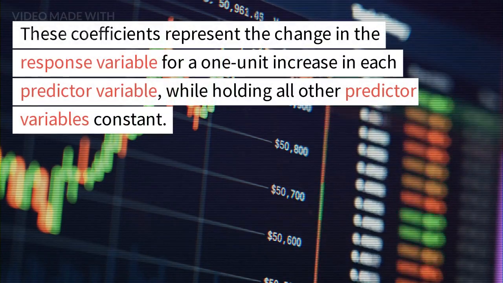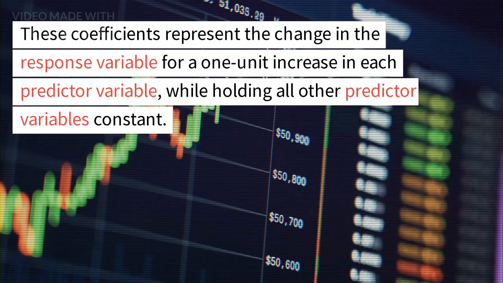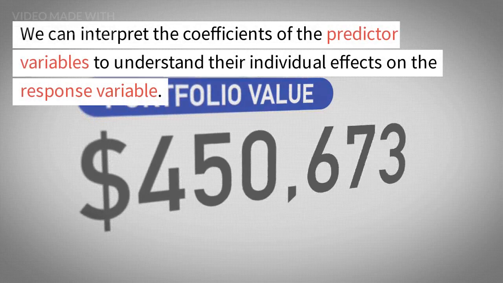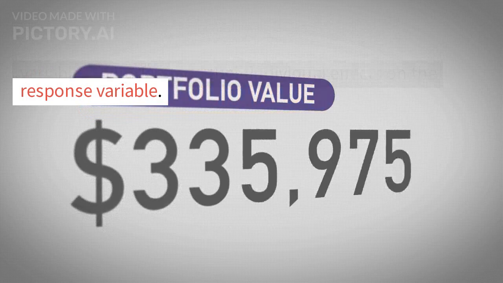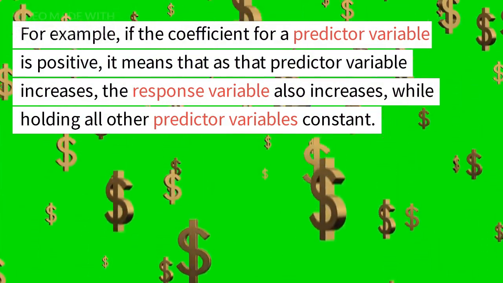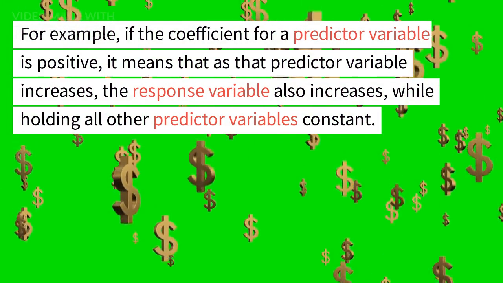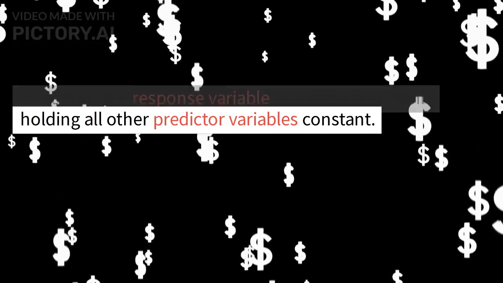These coefficients represent the change in the response variable for a 1-unit increase in each predictor variable, while holding all other predictor variables constant. We can interpret the coefficients of the predictor variables to understand their individual effects on the response variable. For example, if the coefficient for a predictor variable is positive, it means that as that predictor variable increases, the response variable also increases, while holding all other predictor variables constant.